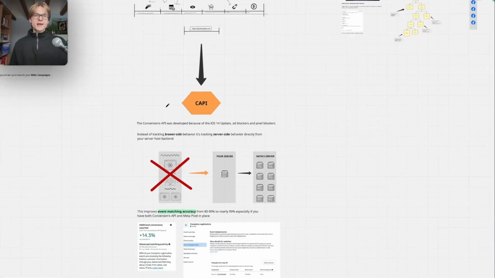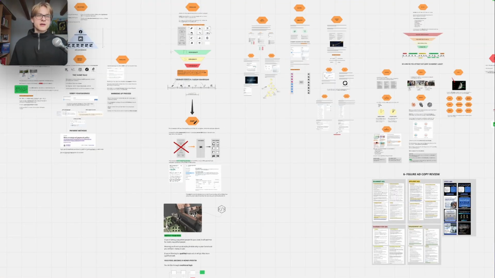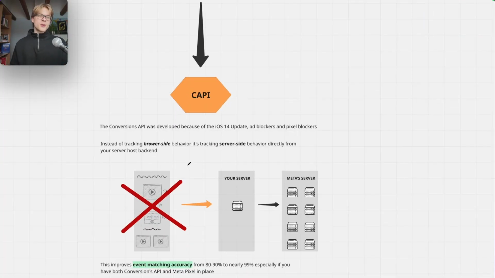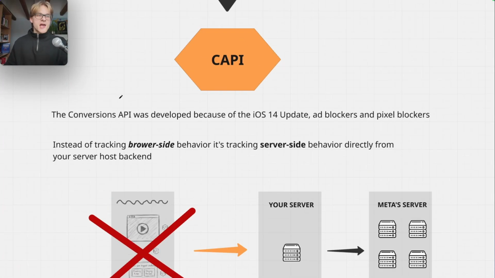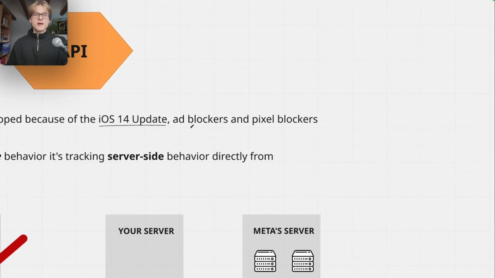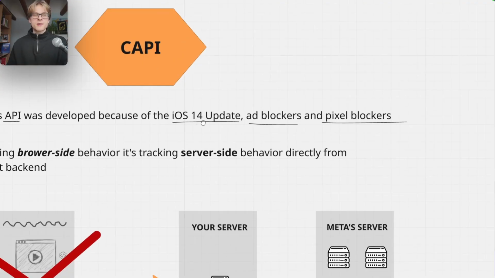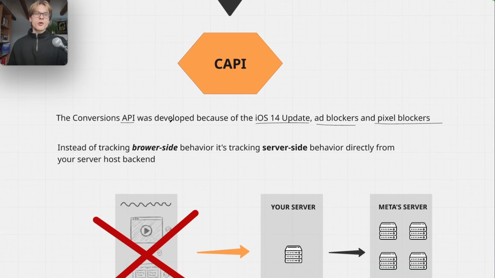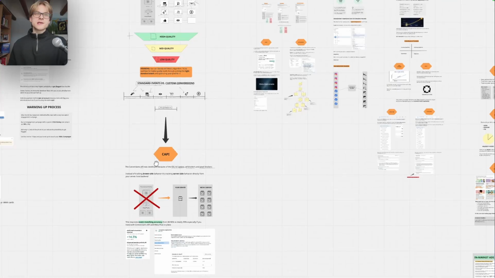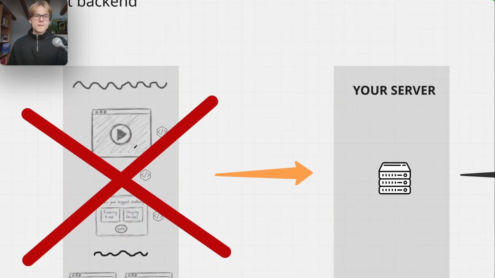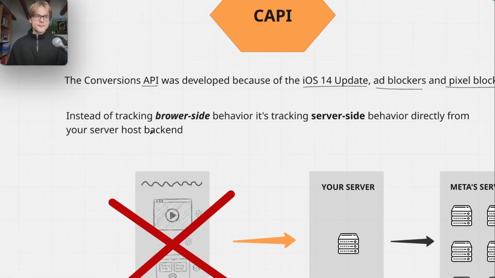And now, the pixel is one thing to track. Another thing to track events is the conversions API, or better said, to send events back. The conversions API was developed because of the iOS 14 update, ad blockers and pixel blockers. Basically because Meta noticed that more and more devices were able to block its pixel code on the websites, right? Because as we said, it's a code that we put on the websites.